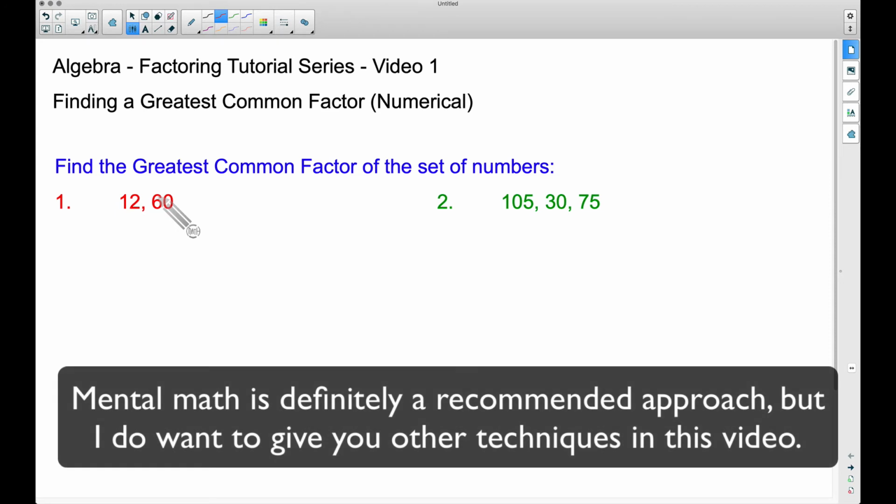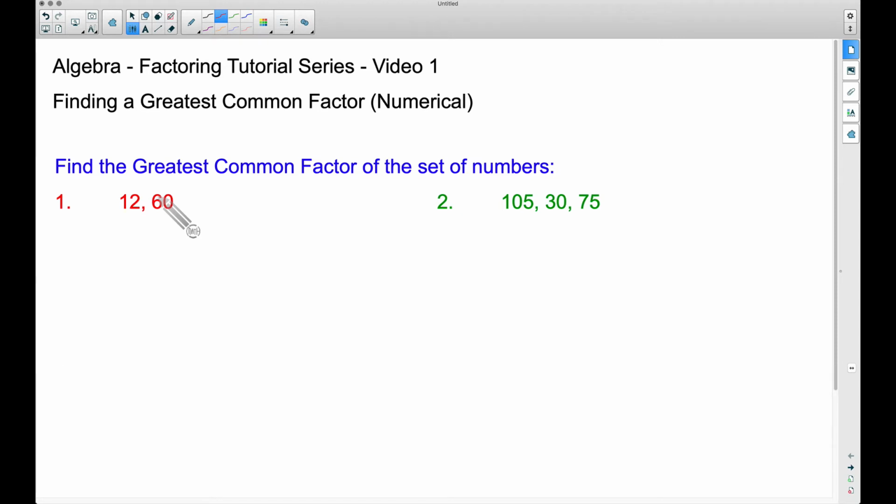I'm going to show you two approaches to these examples because sometimes one can be easier than the other. First, let's make sure we understand what a factor is. If I write down 12 and I want to write down factors of 12, you want to think of numbers that will multiply into 12 nicely. Do not confuse a factor with a multiple. Multiples of 12 are 12, 24, 36, 48, 60, and so forth.